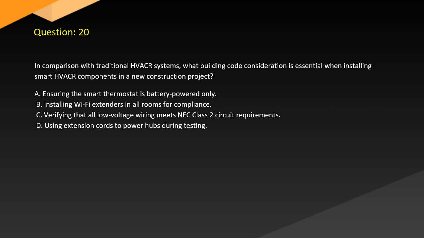Question 20. In comparison with traditional HVACR systems, what building code consideration is essential when installing smart HVACR components in a new construction project? A. Ensuring the smart thermostat is battery powered only. B. Installing Y extenders in all rooms for compliance. C. Verifying that all low voltage wiring meets NEC Class 2 circuit requirements. D. Using extension cords to power hubs during testing.